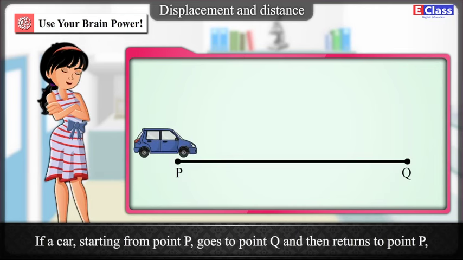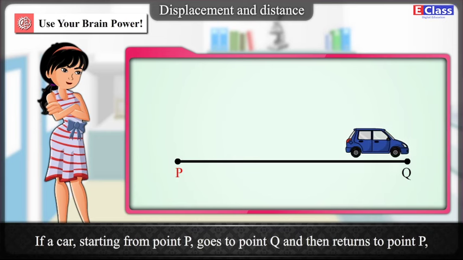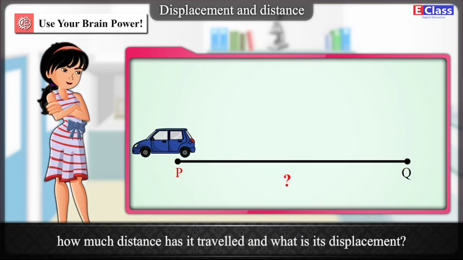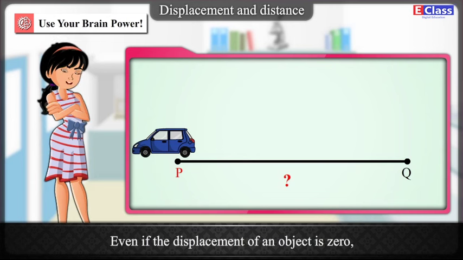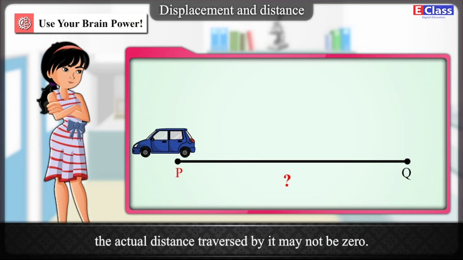2. If a car starting from point P goes to point Q and then returns to point P, how much distance has it travelled and what is its displacement? Even if the displacement of an object is 0, the actual distance traversed by it may not be 0.